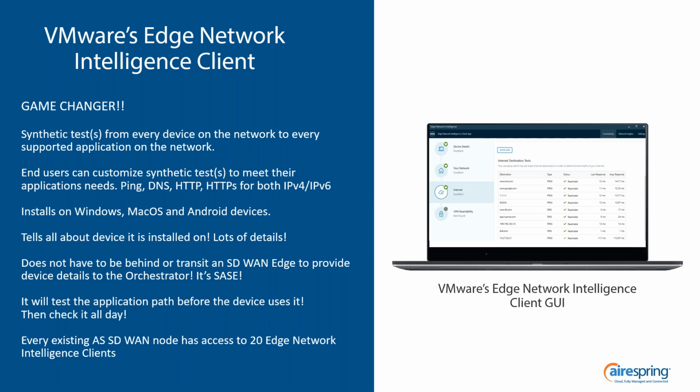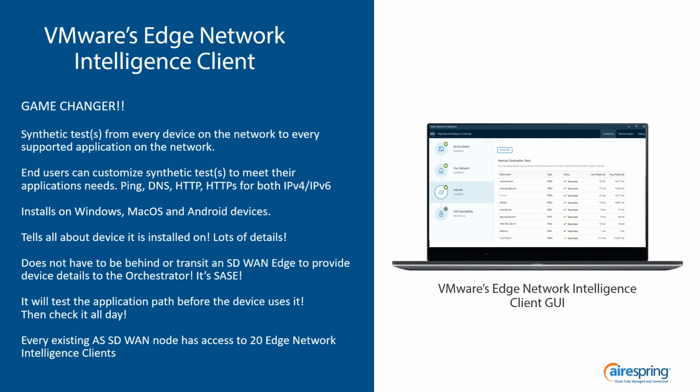Right now, it works with Microsoft Windows and Mac OS. They are working on the cellular versions. As soon as you put it on, I only use like 40 to 50 meg of memory. I got it on 2 phones, 3 PCs. I give it out to everybody in the company. It tells the orchestrator everything about that device, whether it's behind an SD-WAN box or not.